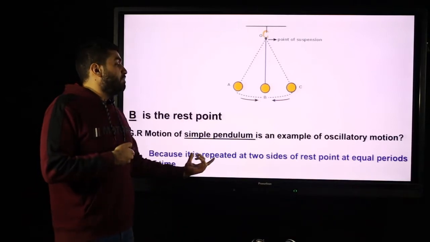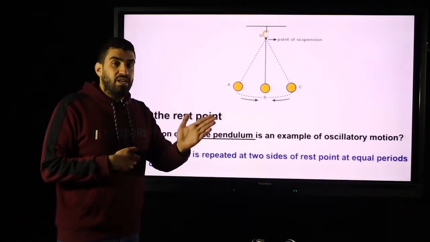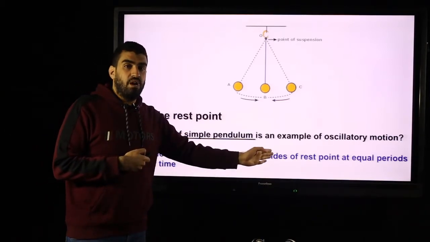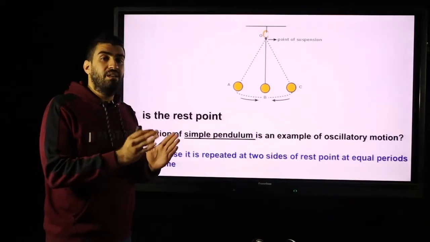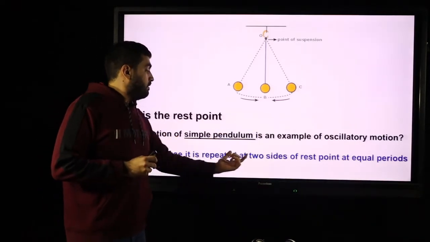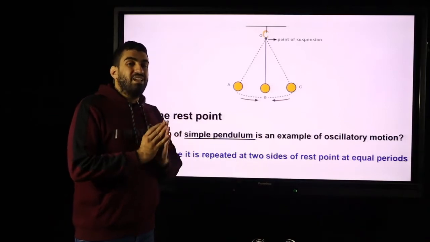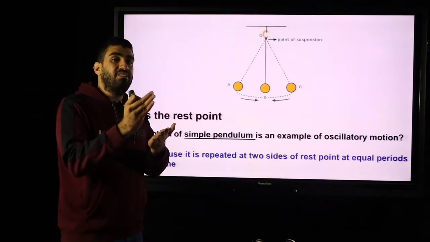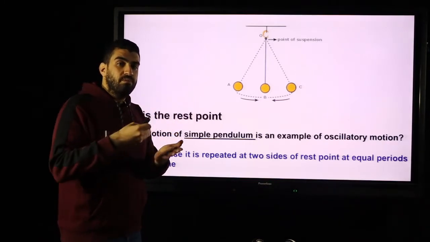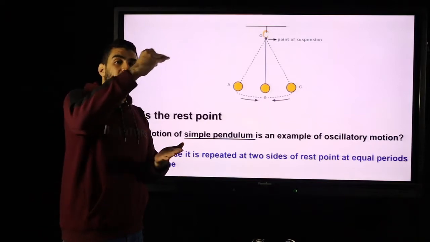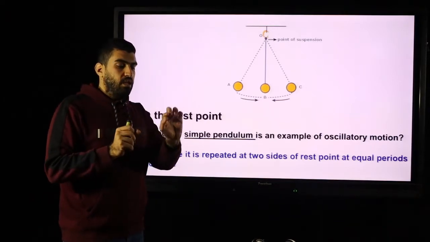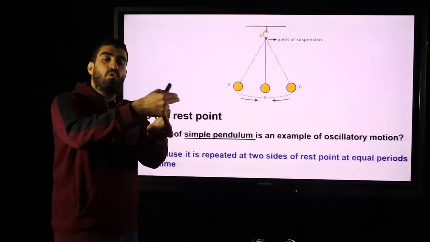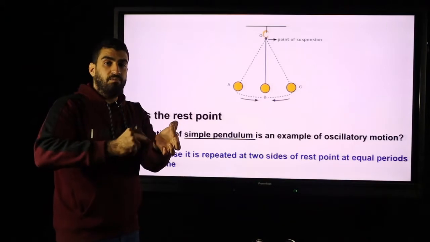Give reason, motion of simple pendulum is an example of oscillatory motion because it's repeated at 2 sides of the rest point at equal periods of time. We have to mention this part, at the 2 sides. To say that any motion is oscillatory, it must be repeated at the 2 sides. Forward or backward, right or left, up and down, 2 sides of the rest point. Okay? If this point is the rest point, right and left, it's okay. Forward and backward, it's okay. Or up and down.